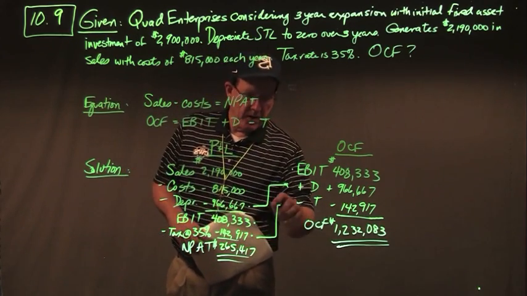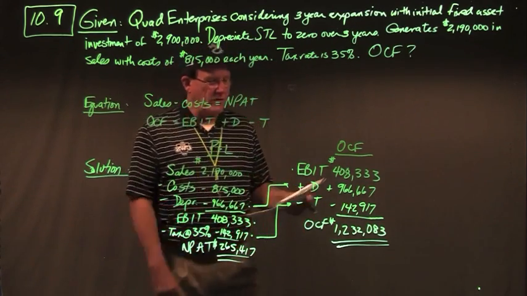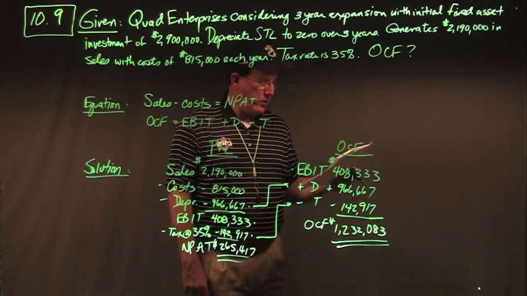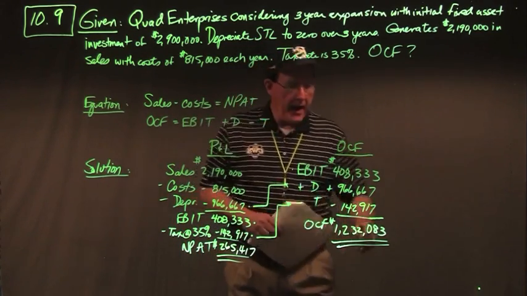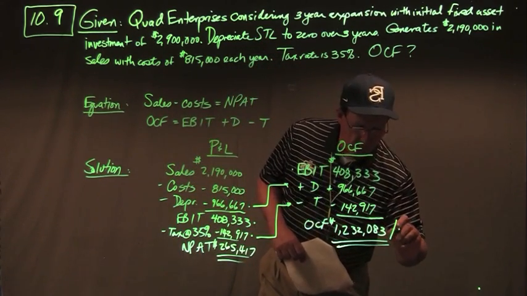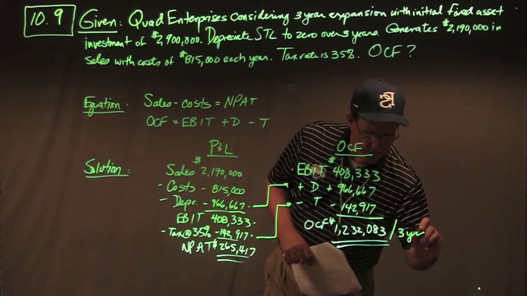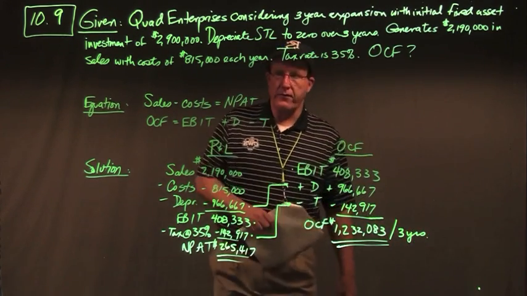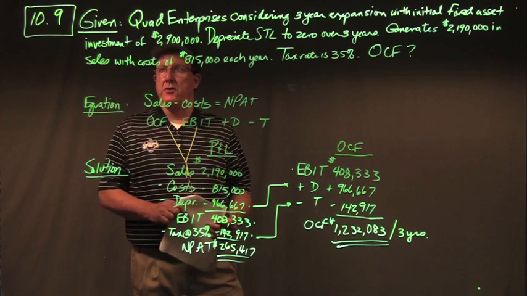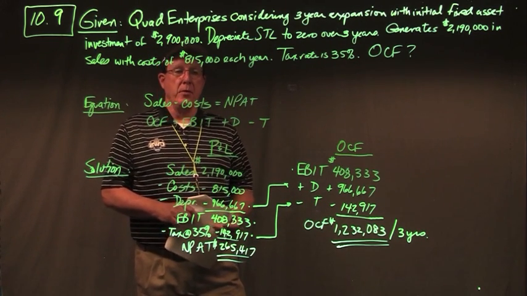Plug that in. My OCF calculation, I get an OCF of 1,232,083, and I'm going to have that each year for 3 years. 1,232,083 for 3 years will be coming in with this project. There's your answer to problem 10.9.